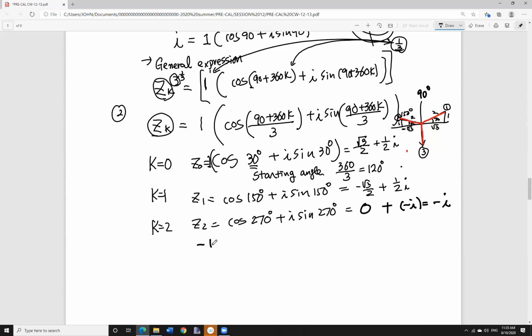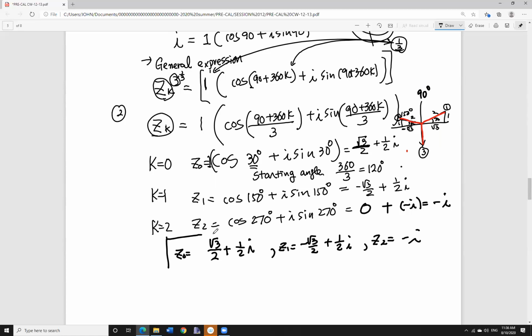The first one is what? Root 3 over 2 plus 1 over 2i. This is g0. Second one is g1, negative root 3 over 2... I'm sorry, this is not negative, okay? This is positive, but this is negative, 1 over 2i. Third one is negative i, okay?